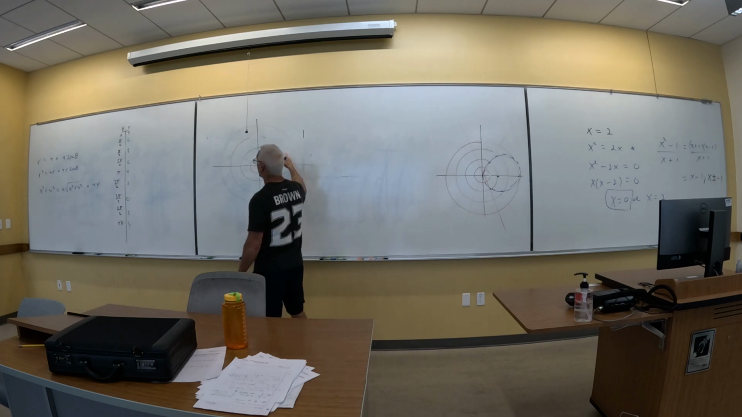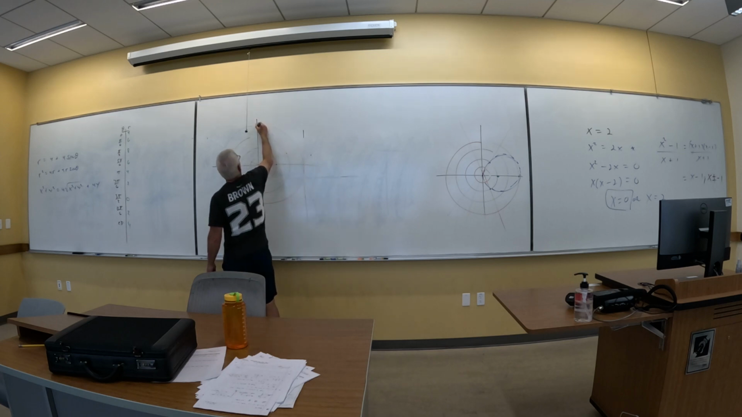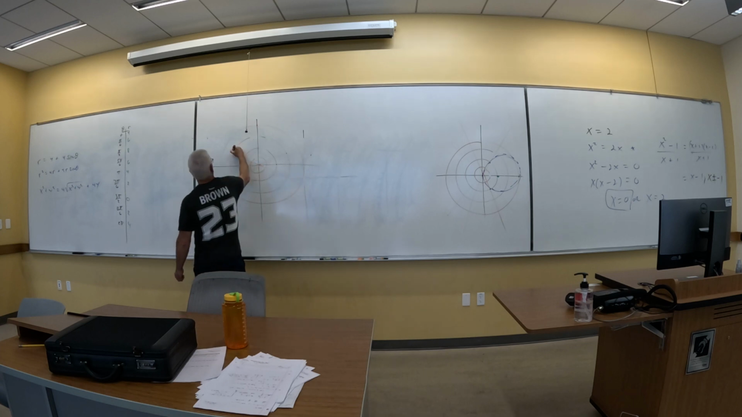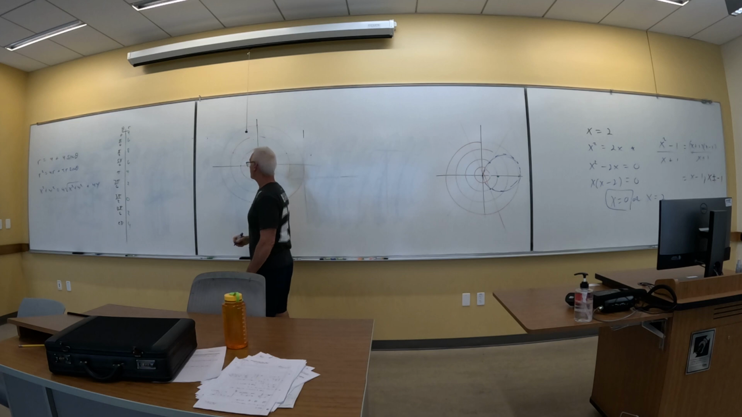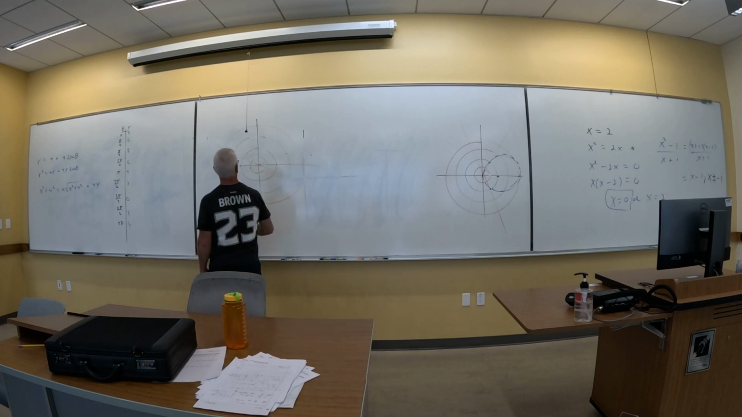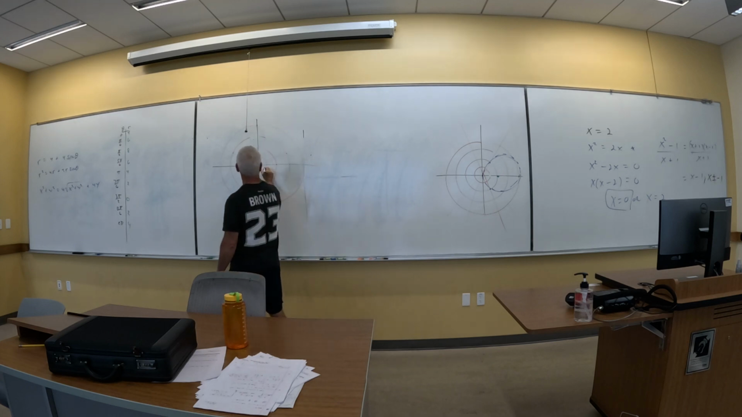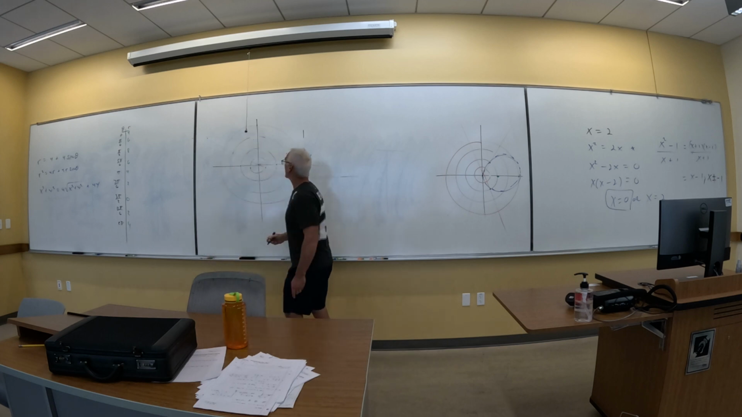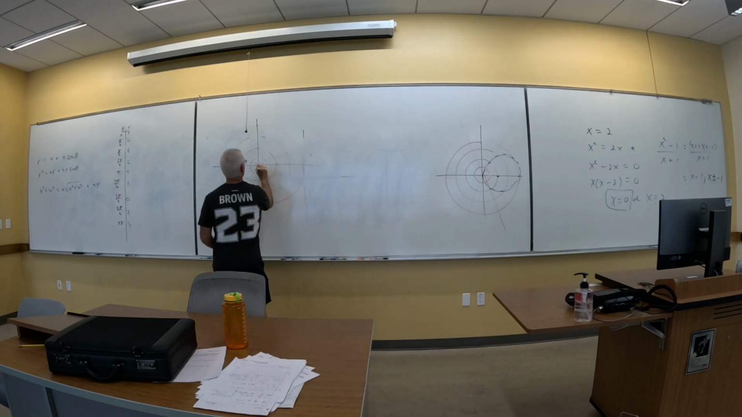Pi over 6 puts me here. Pi over 2 puts me here. And where are we now? 5 pi over 6 puts me here. Pi puts me here. 7 pi over 6 puts me here. And 3 pi over 2 puts me here. 11 pi over 6 puts me here. And then 2 pi puts me back to here. I've got everything there.